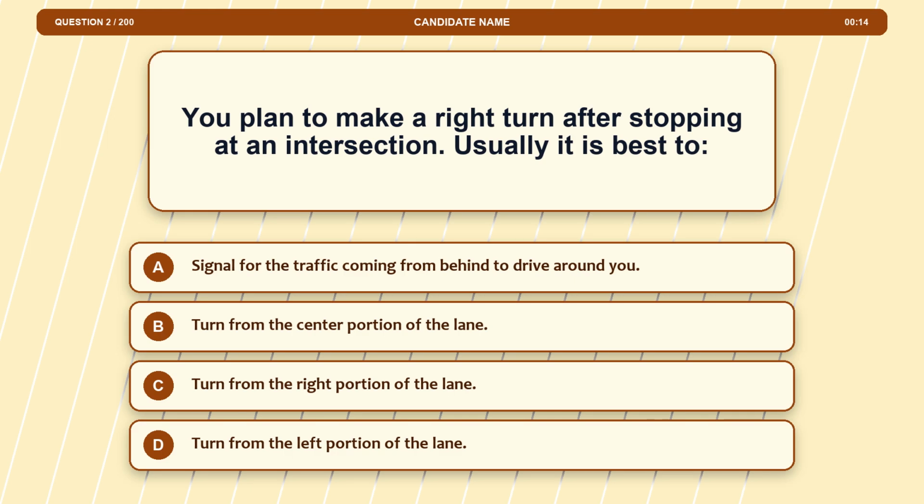Question 2. You plan to make a right turn after stopping at an intersection. Usually it is best to Option A. Signal for the traffic coming from behind to drive around you. Option B. Turn from the center portion of the lane. Option C. Turn from the right portion of the lane. Option D. Turn from the left portion of the lane.